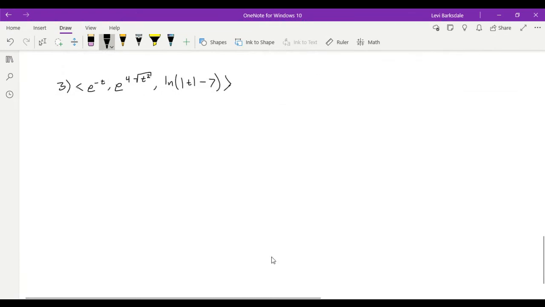Finally, for our final vector valued function, the first component, e to the -t, can take in any t value. For e to the square root of t squared, in order to make the sign under the square root positive or 0, since we have a t squared, t can once again be any real number. So lastly, we just need to make sure that the natural log of the absolute value of t minus 7 is bigger than 0.